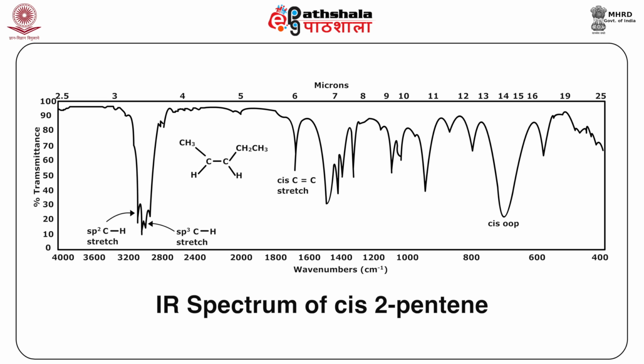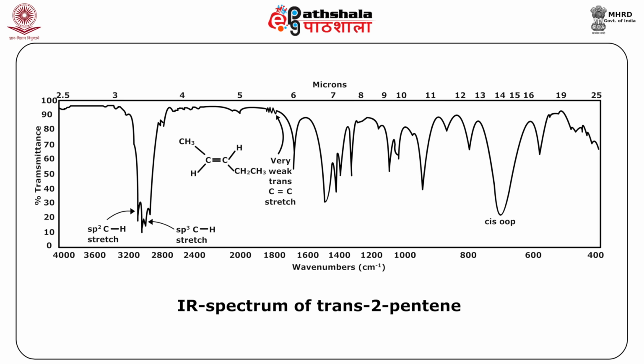Now, conjugation moves C=C stretching bands towards lower frequency with increased intensity in comparison to non-conjugated ones. In case of olefins conjugated with an aromatic ring, the C=C stretching appears at 1625 cm⁻¹, which is a strong peak, and an additional band at around 1600 cm⁻¹ is observed due to an aromatic double bond. This can be clearly shown in the IR spectrum of cis-2-pentene here in the figure, as well as the trans-2-pentene figure, as you can see clearly.